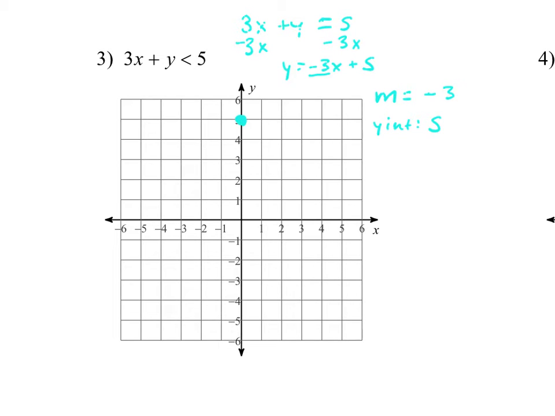So we're going to go down 3 and to the right 1. So down 1, 2, 3, and to the right 1, we put a dot there. Once we have 2 or 3 dots, we can connect our line. Are we going to have a dotted line or a solid line here? Dotted line.